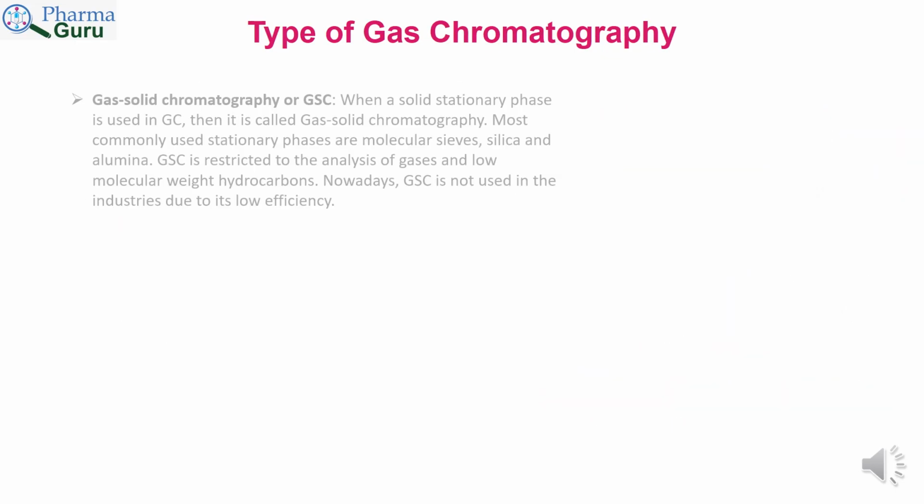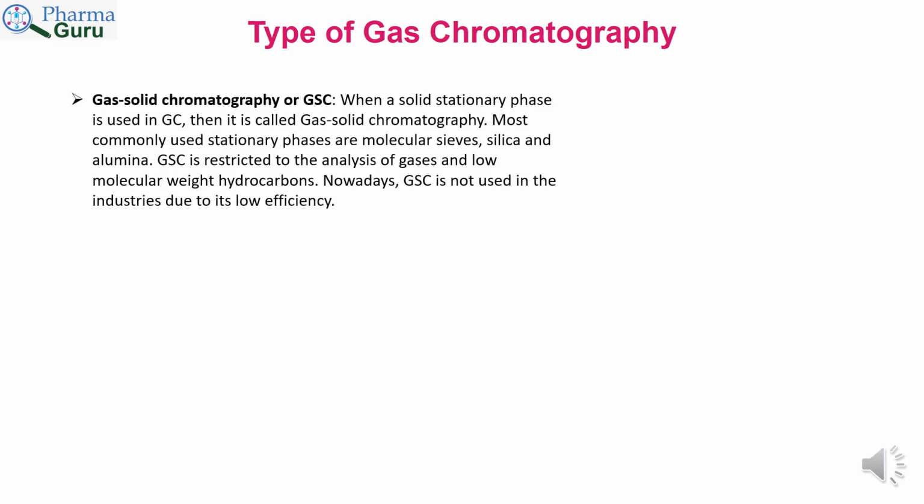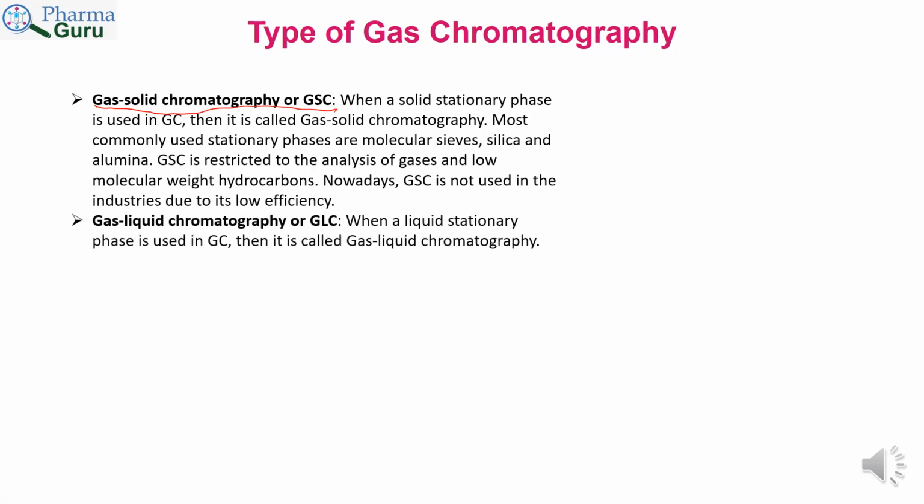Types of gas chromatography. There are two types of gas chromatography. One is gas solid chromatography. Second is gas liquid chromatography. Nowadays, gas solid chromatography is not used in the industries, since it doesn't give reproducible result, and secondly, column efficiency is very low in gas solid chromatography.